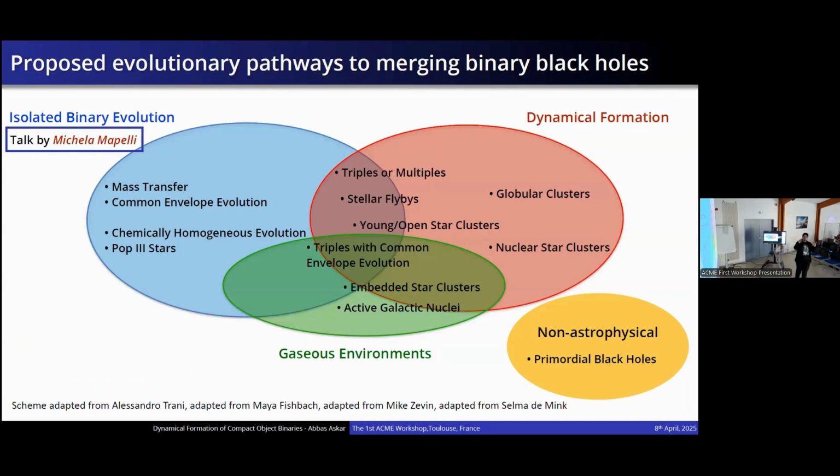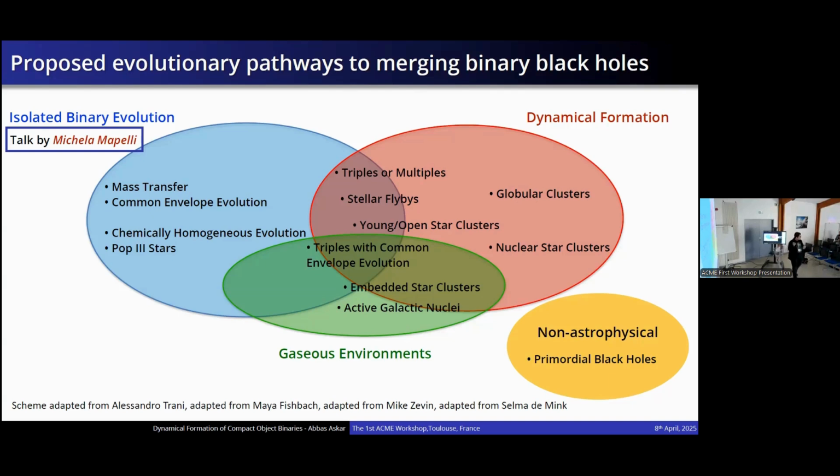Michaela already gave you a very nice explanation of the isolated binary evolution channel. Essentially, you need two compact objects to come really close together. So binary evolution processes such as mass transfer and common envelope evolution, which Michaela described, they really help in bringing together binaries and making them merge within the age of the universe.